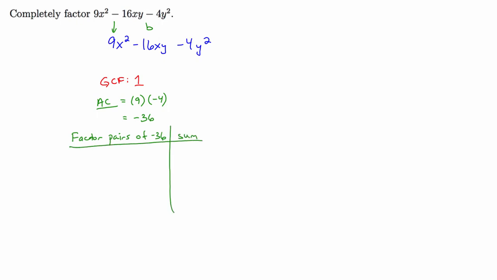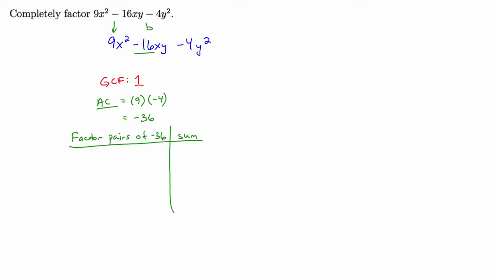Before we write down the factor pairs of 36, we need to stop and think about the signs. To have two numbers that multiply to make negative 36, one number will have to be positive and one number will have to be negative. The second piece is, to add to make the b value of negative 16, the larger number will have to be negative. So when we write down these factor pairs, we'll make sure the larger number is the negative one.